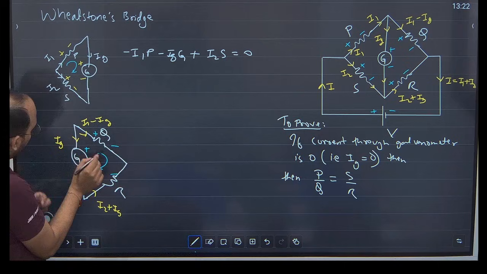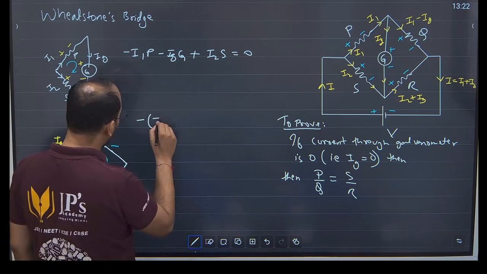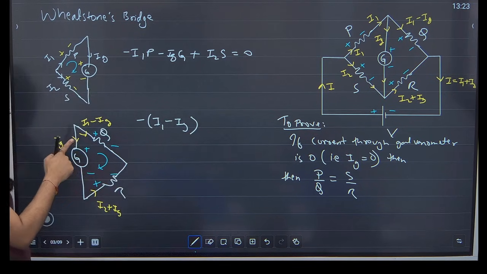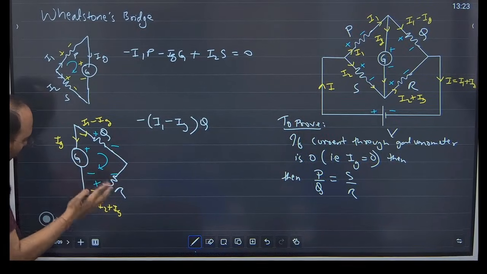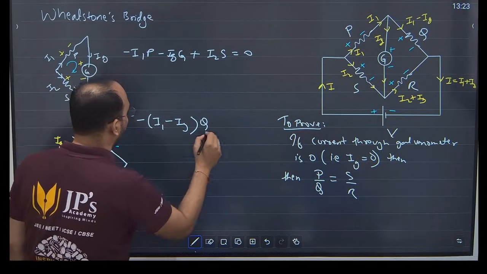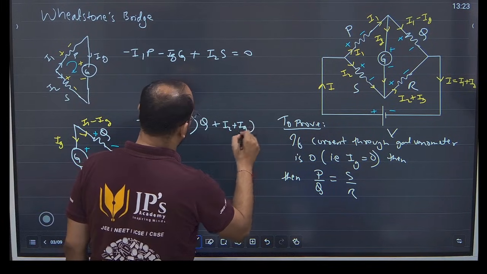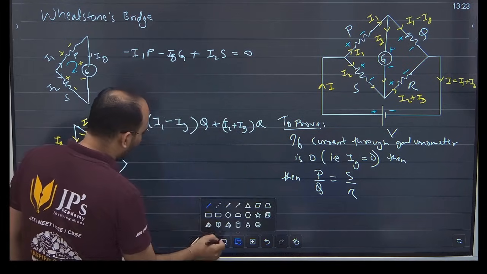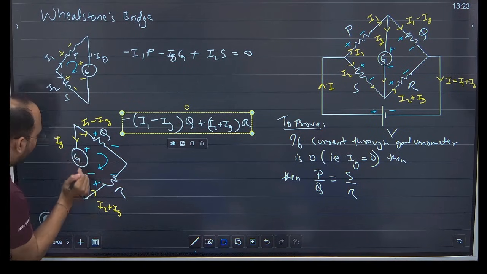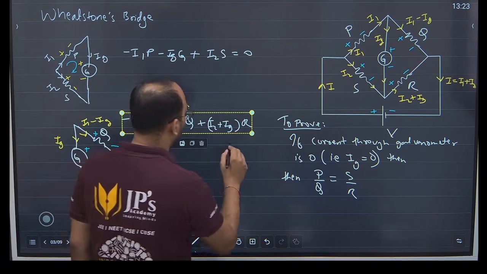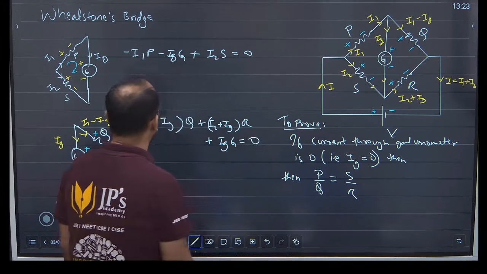Let's start from here. This is going from positive to negative, so potential is reducing. So minus current I1 minus IG into Q. The next one is this one, negative to positive, potential is increasing, so plus I2 plus IG current into resistor R. And what else? One more is left. We are going clockwise, from negative to positive for the G, right? So potential is increasing, so it will be plus IG G equal to 0. That is my loop 2.